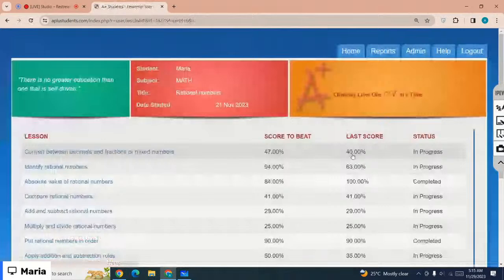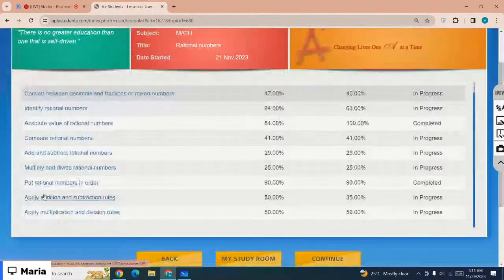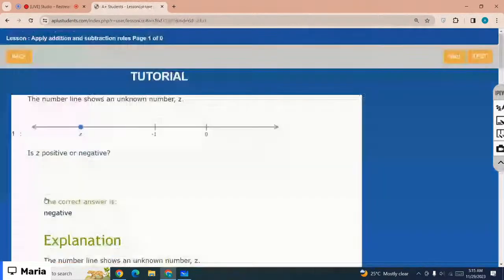And the next lesson is apply addition and subtraction rules. Okay, the number line shows an unknown number z. Is z positive or negative? Which is the correct option?